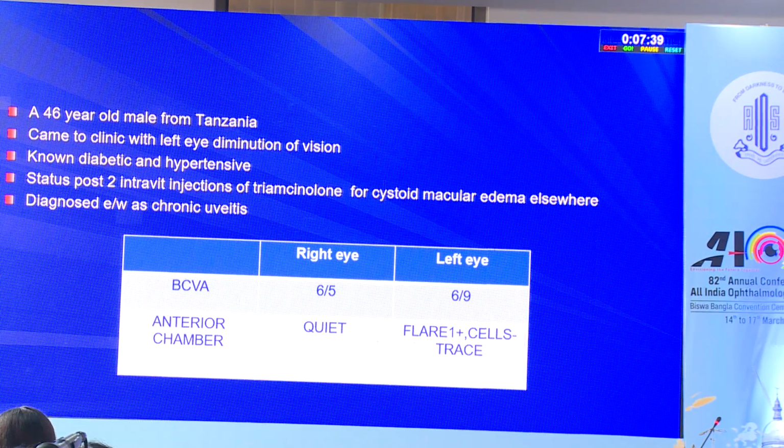He had already received 2 intravitreal injections of triamcinolone for cystoid macular edema, diagnosed as chronic uveitis. Vision was 6/5 in the right eye and 6/9 in the left eye. The right eye was quiet. The left eye had flare and cells in the vitreous.